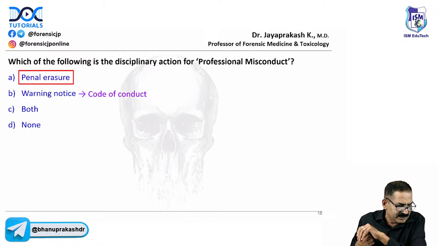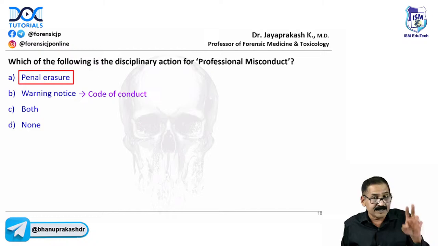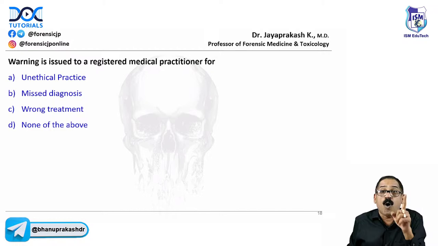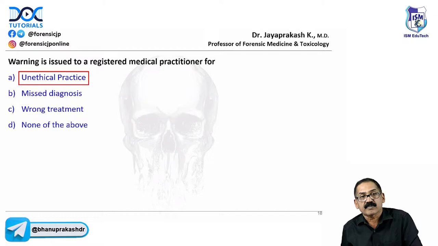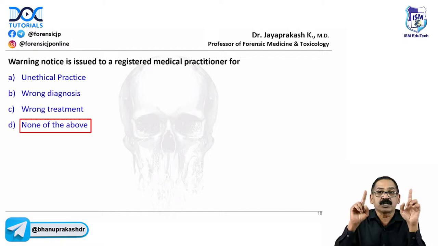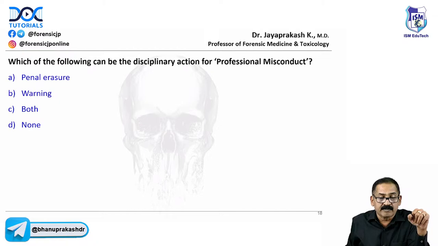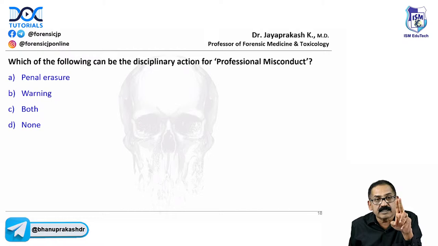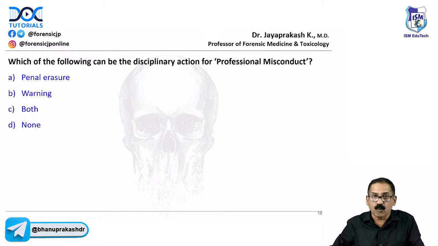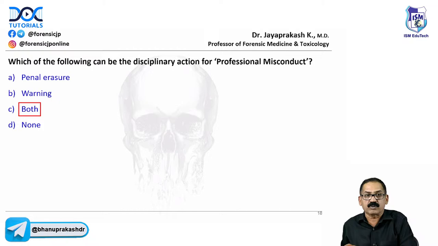Why are students again giving the answer for the previous question? I don't understand. Anyway, I explained to you properly. Warning is a disciplinary action for unethical practice. Warning notice is issued for none of the above. It is issued to each and everybody. So none of the above. Hope you got the proper concept. Which of the following can be disciplinary action for professional misconduct? The answer may be penal erasure as well as warning. So the answer is both.